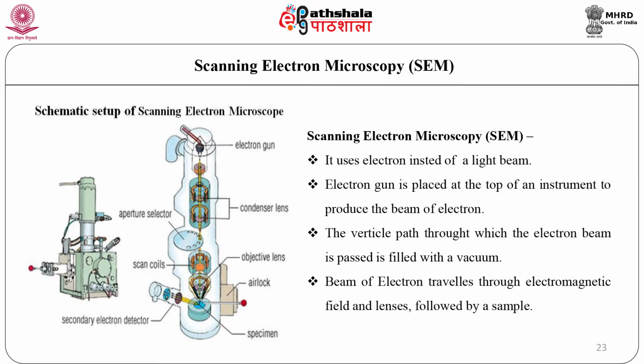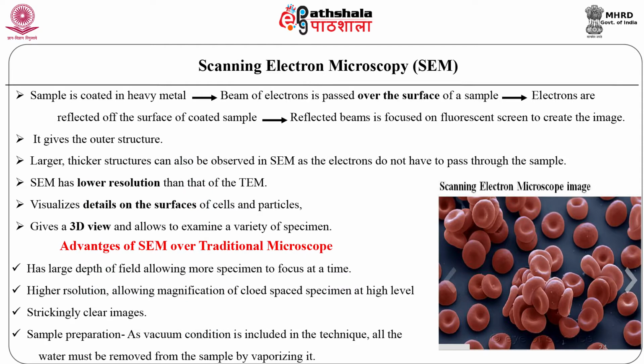A beam of electrons is passed over the surface of the sample. The sample is coated in heavy metal and electrons are reflected off the surface of these coated samples. The reflected beam of electrons is focused on a fluorescent screen in order to make the image. This gives the outer structure, and therefore larger, thicker structures can also be observed in SEM, as the electrons do not have to pass through the sample to form an image.